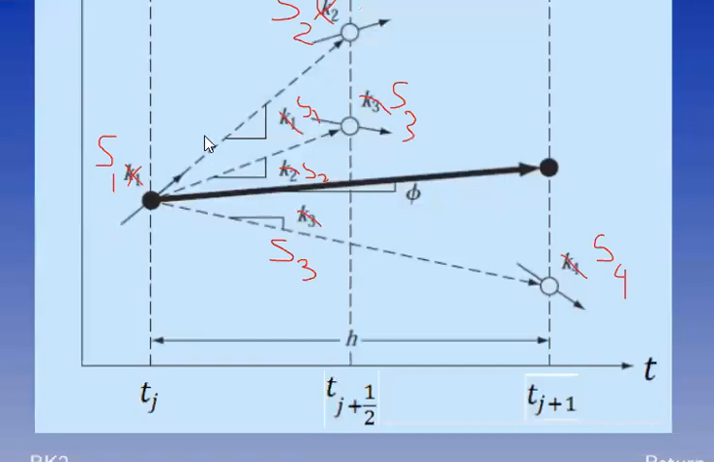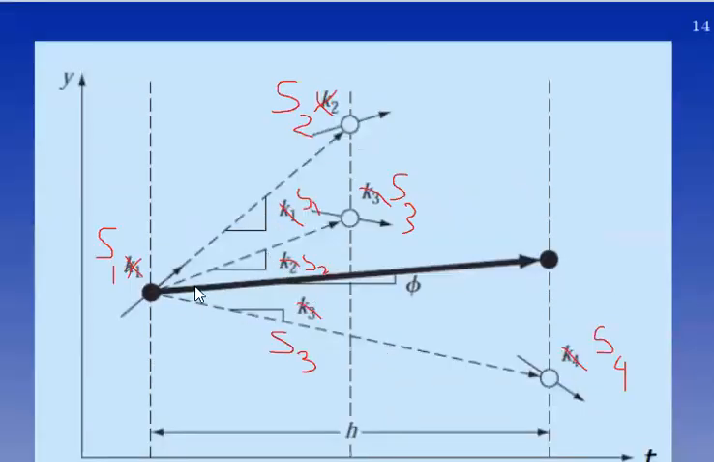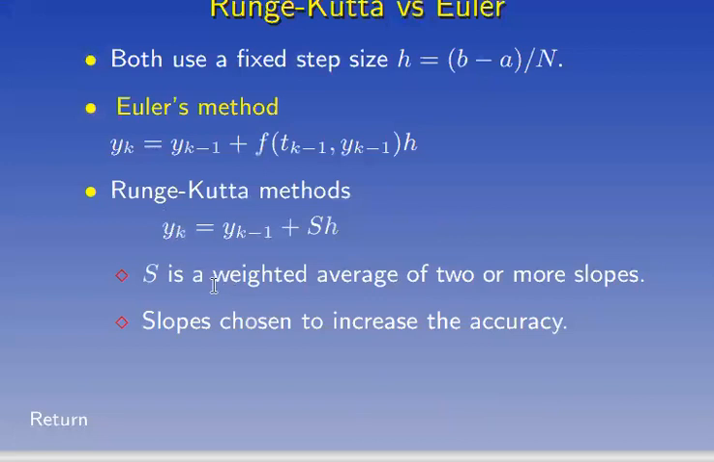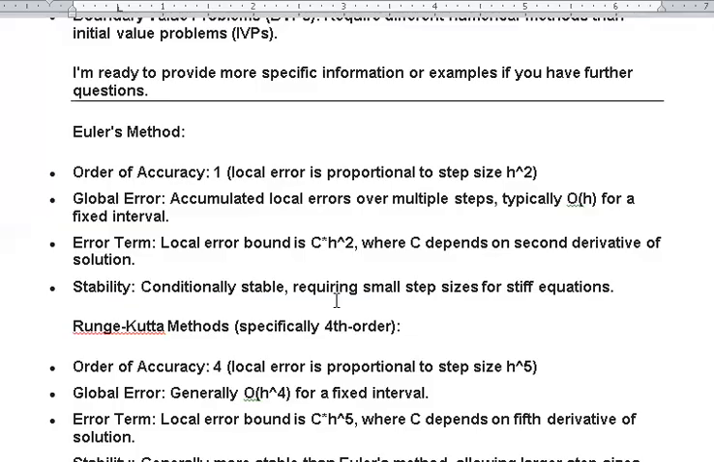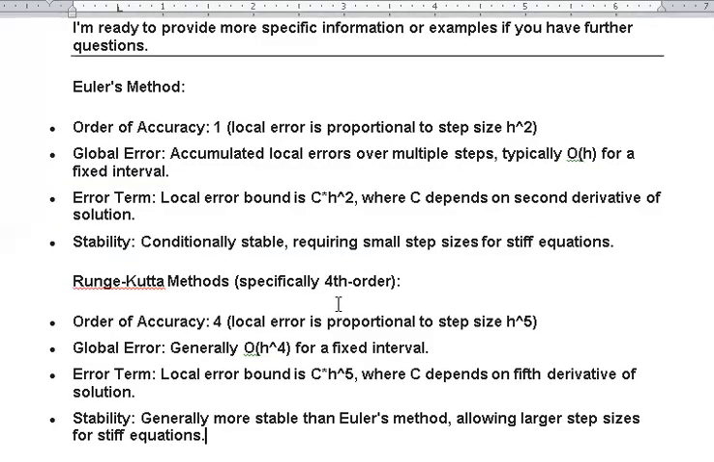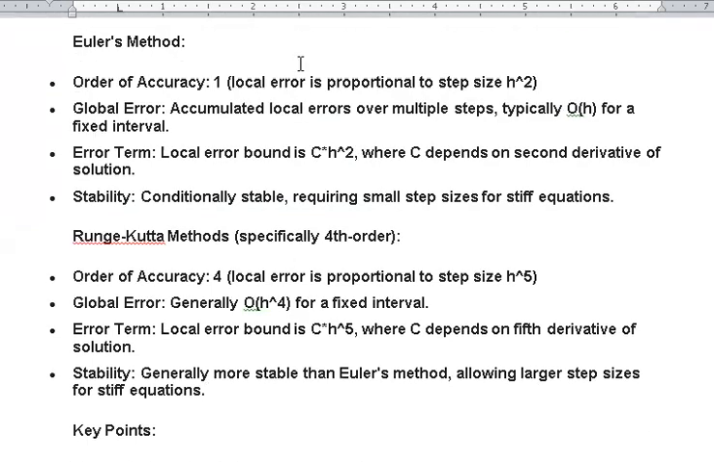Euler uses only this slope and then computes this point. But Runge-Kutta uses this slope, that, and this to compute this iteration. Okay, so they consider a weighted average of many slopes. So here, fourth order Euler. And so this is the summary.